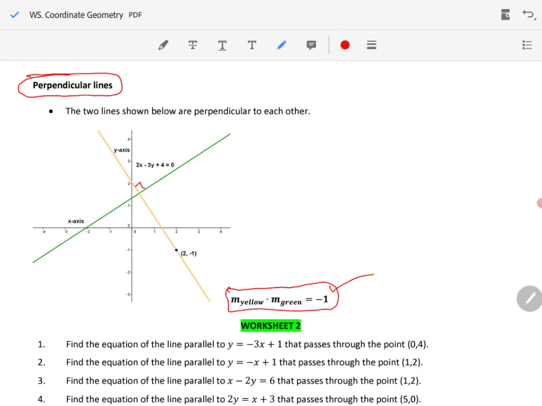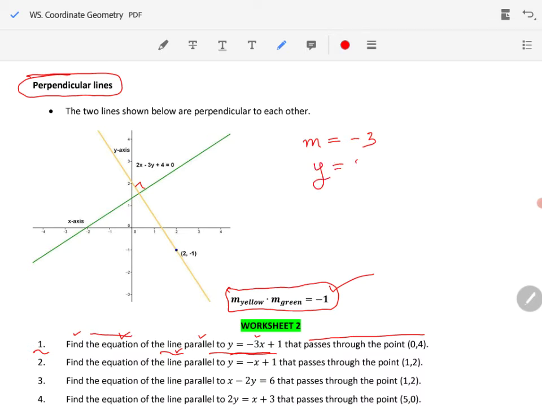Okay, I will give you an example for number 1. Find the equation of the line parallel to this that passes through the point. You have to know the line is parallel to it. So what is the gradient, mister? The gradient is -3. So what is the equation, mister?